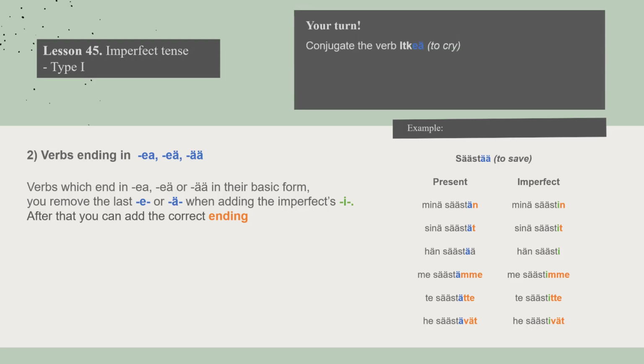Now it's your turn. Try to conjugate the verb itkeä. Minä itkin. Sinä itkit. Hän itki. Me itkimme. Te itkitte. He itkivät.